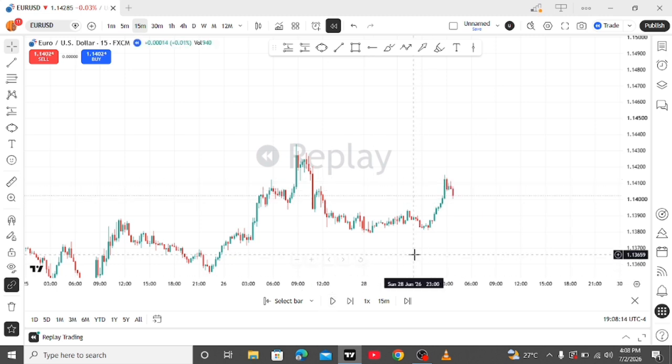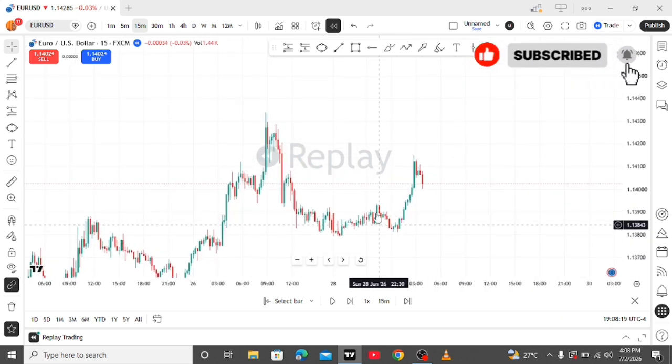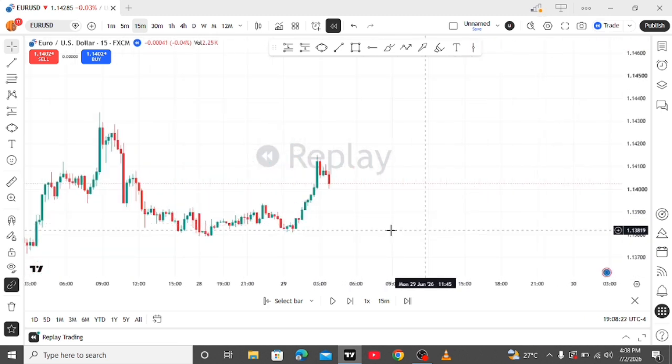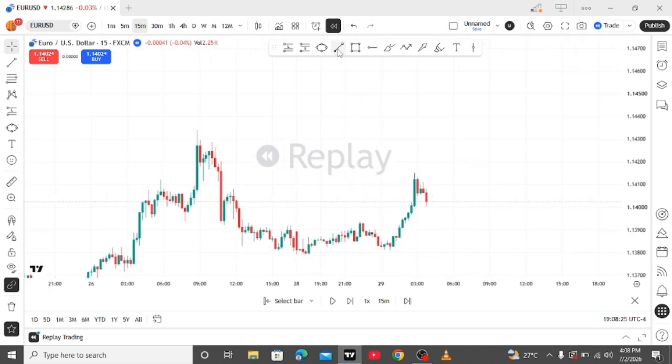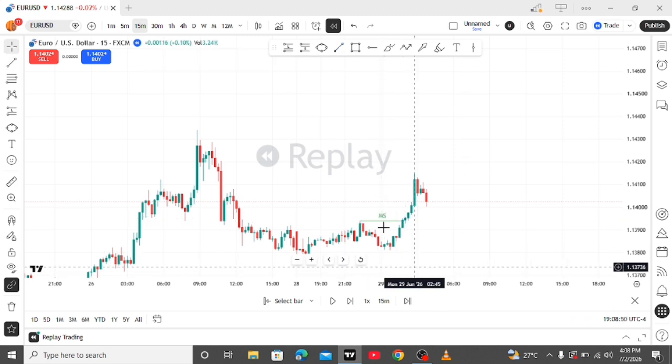Now we've seen our market shift. How do we know this is our market shift? The market broke this high. Let me show you, take a look at this. Let's mark this out. The market broke this high, giving us a market shift. This is our market shift right here.